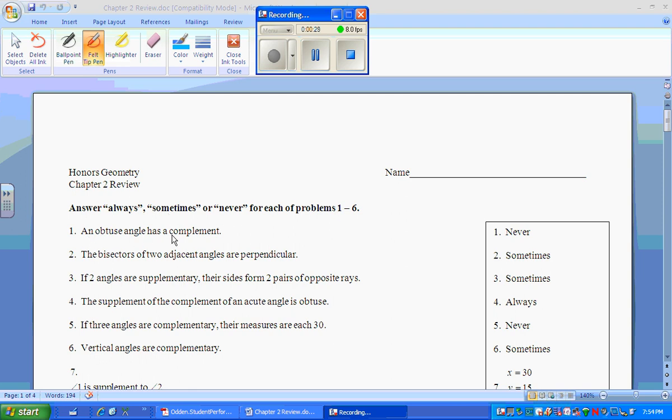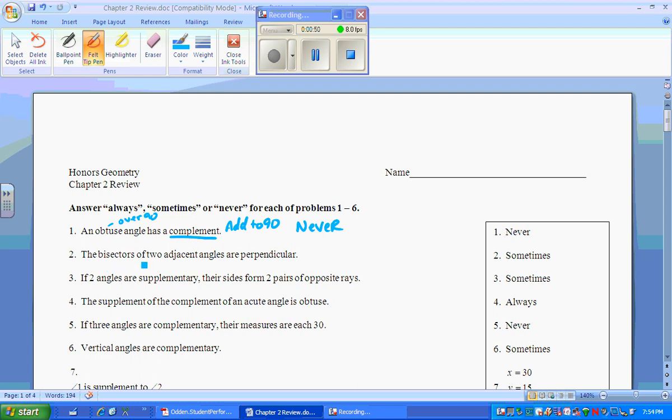An obtuse angle has a complement. Well, think about it. What does it mean to be a complement? Complement means to add to 90. An obtuse angle is over 90. So this will never happen. An obtuse angle can never have a complement.